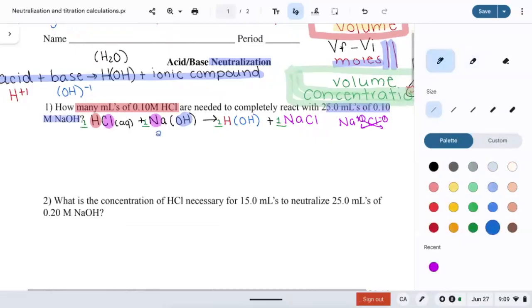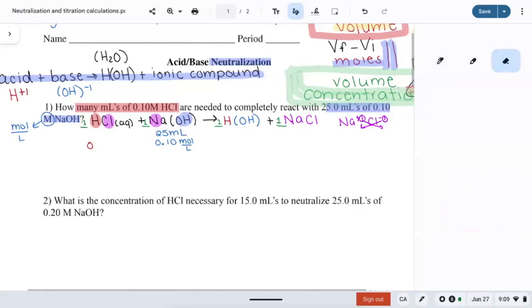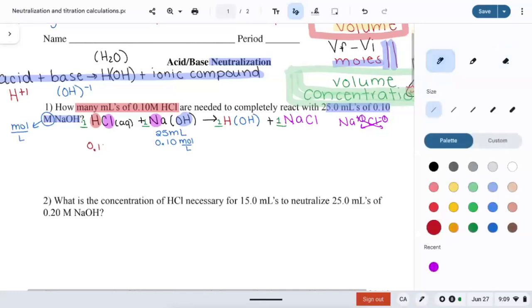So there's 25 mL of 0.10 mole per liter NaOH. Just a reminder here that capital M can be written as mole per liter. And then HCl, we know is also 0.10 mole per liter.